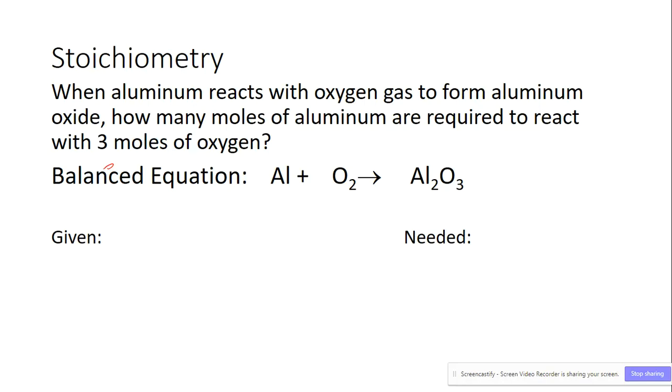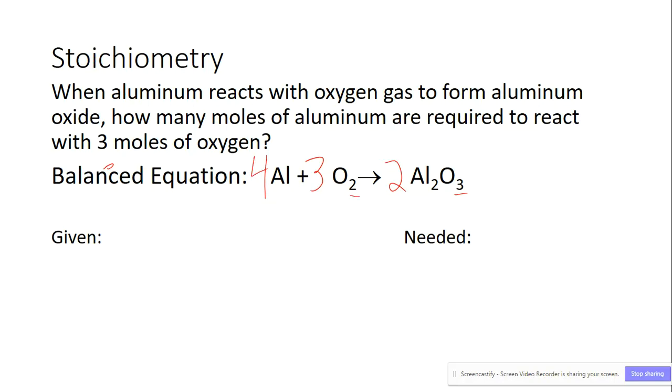So the first thing we need when we do stoichiometry is a balanced equation. Balancing this equation here, you look at your oxygens first. You have a 2 and a 3. Since the least common multiple for those is 6, that means you need 2 of these and 3 of those. That'll give you 6 oxygens here and 6 oxygens there. But in the process of that, you've now made 4 aluminum.